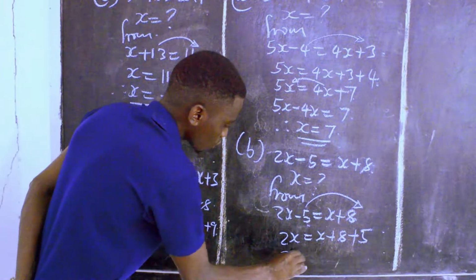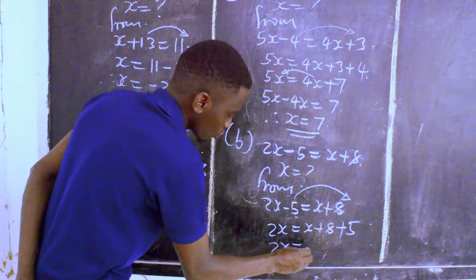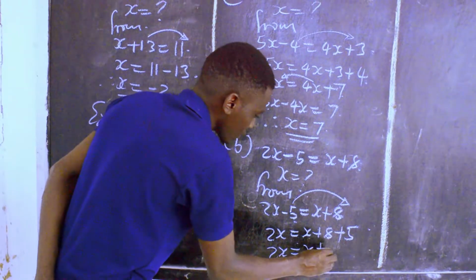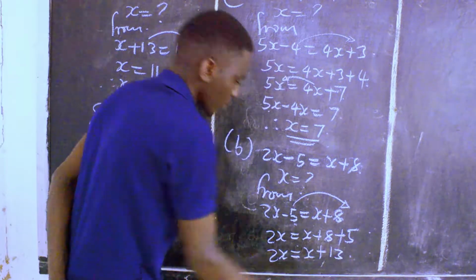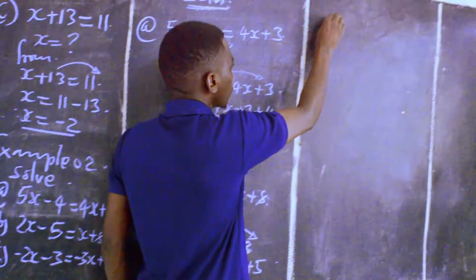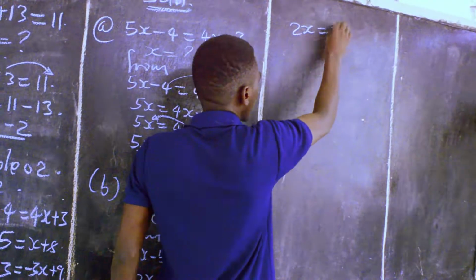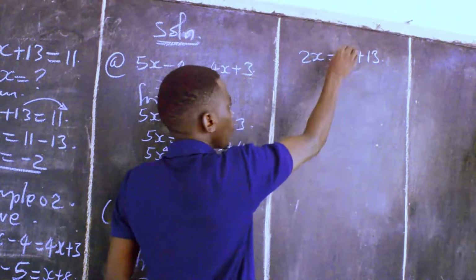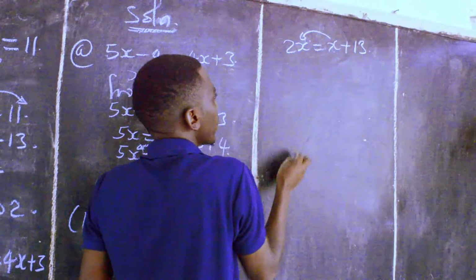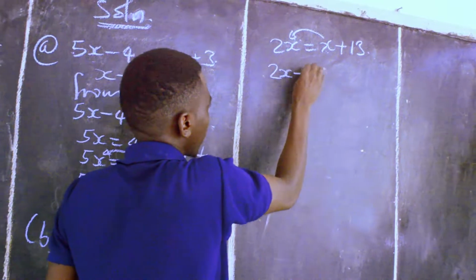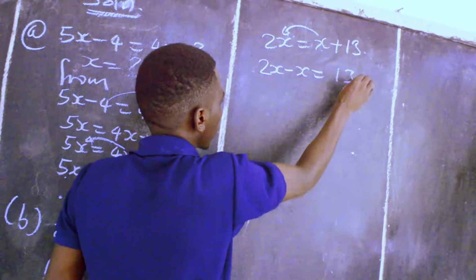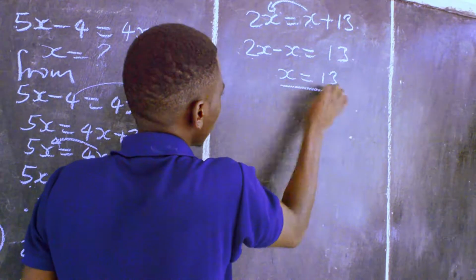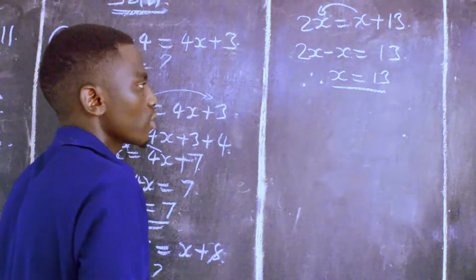So here you will have 2x is equal to x plus 8 plus 5. Here you get 13. So this one will be 2x is equal to x plus 13. This x here is positive. Once it comes on this side, it becomes a negative. So we have 2x minus x is equal to 13. 2x minus x will remain with x is equal to 13. This is the required value of x.